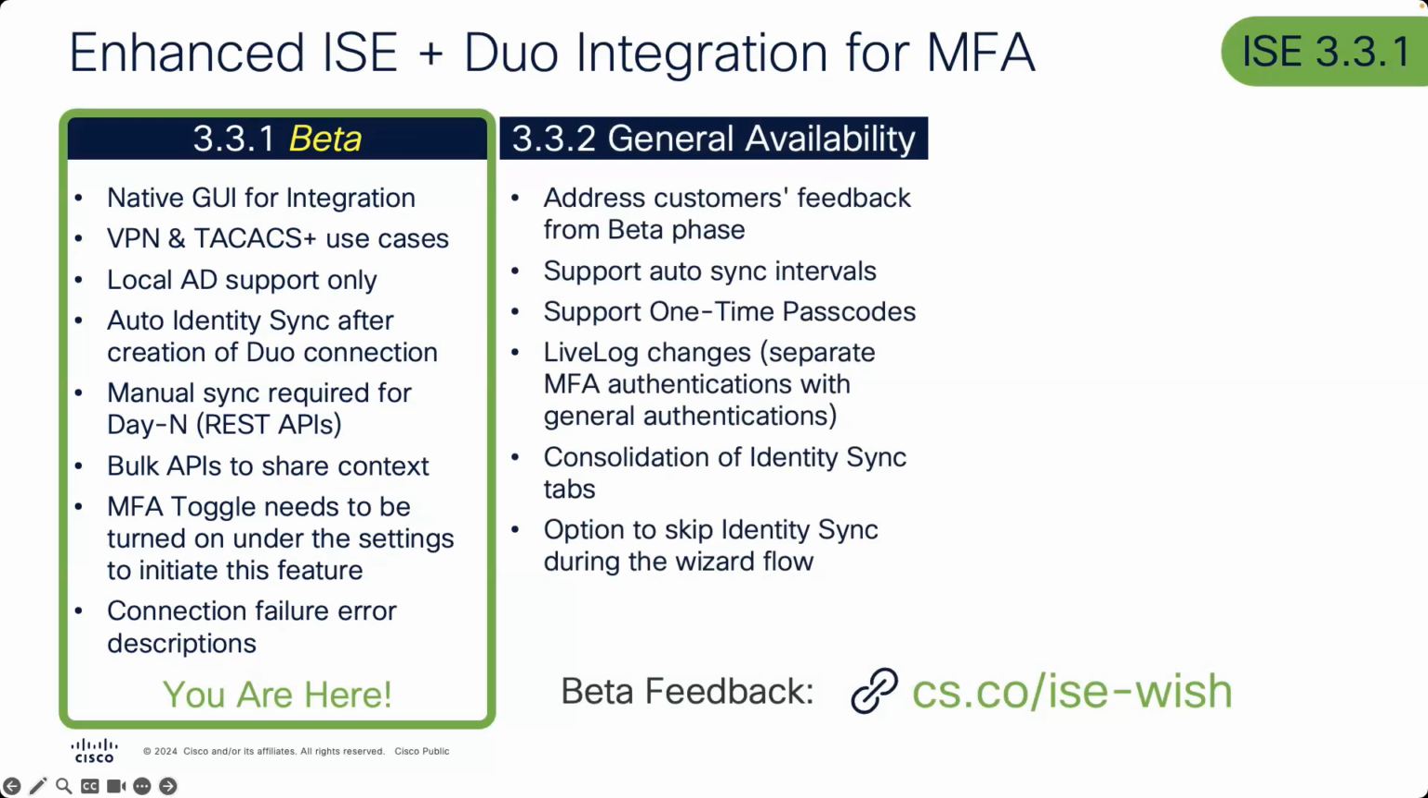But we already know that there's things that we want to do, which is here in this general availability list. So we're expecting in the next patch, ISE 3.3 patch 2, we're going to have these additional capabilities in that patch release to build on what I just showed you. Probably one of the biggest ones I know is auto syncing intervals. So when I showed you that we had to go in and manually click the sync button to synchronize our list of Active Directory users and groups, that's a manual sync process. And that's not very convenient.